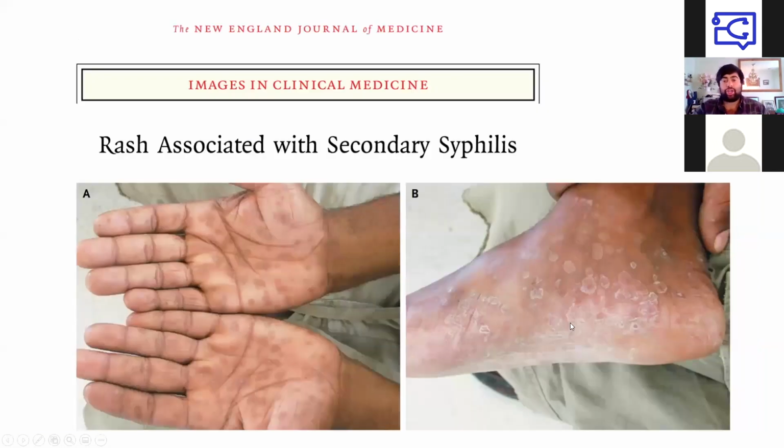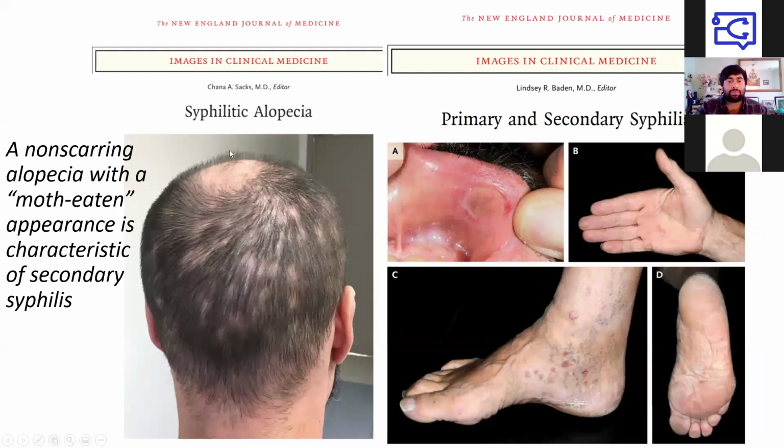So I just wanted to show you again some nice pictures from Images in Clinical Medicine. This is the kind of maculopapular rash that affects the hands and feet. This is, I think, quite rare, syphilitic alopecia. But again, if you look at the paper on the right, these are all from Images. You can see that this person has a palmar plantar maculopapular rash and a chancre on the lip. So I just think it's worth thinking about this because syphilis is definitely something that features in exams.